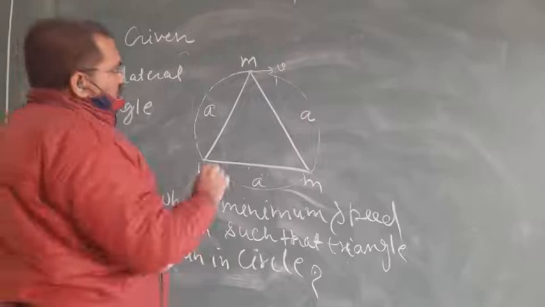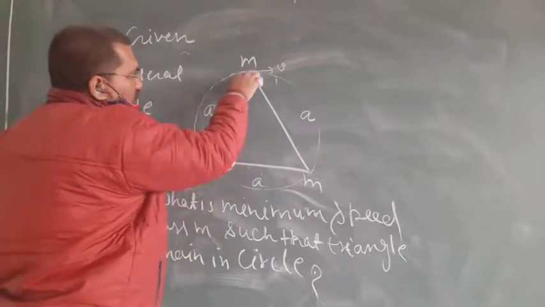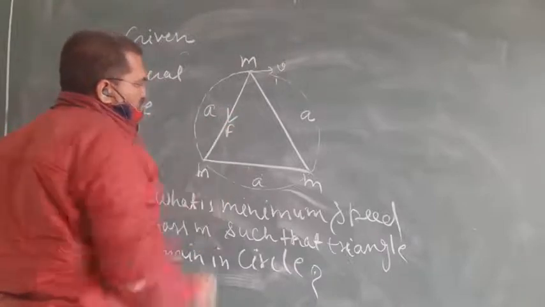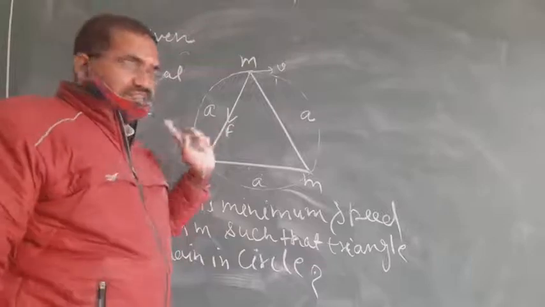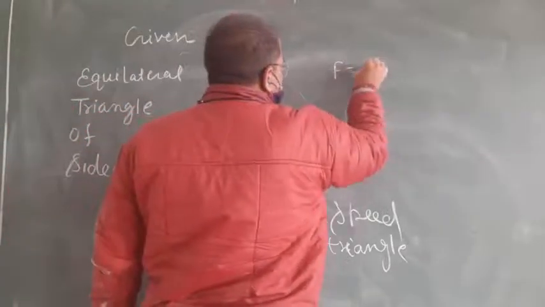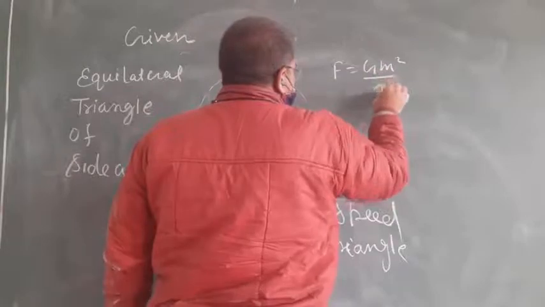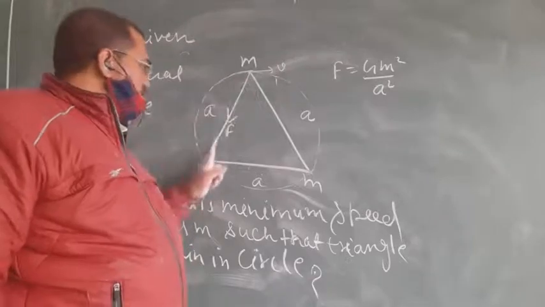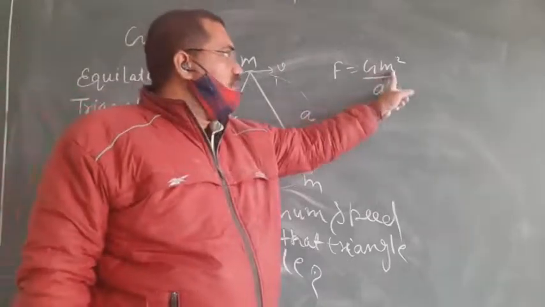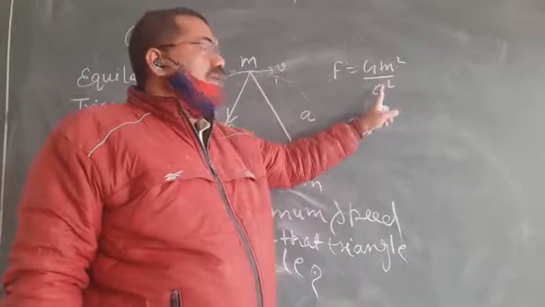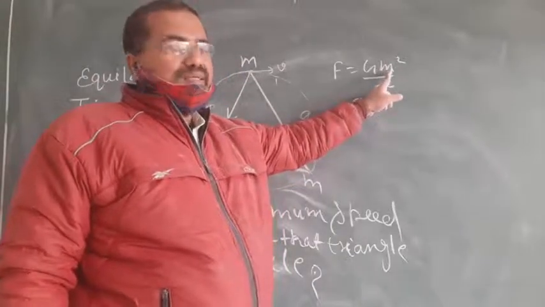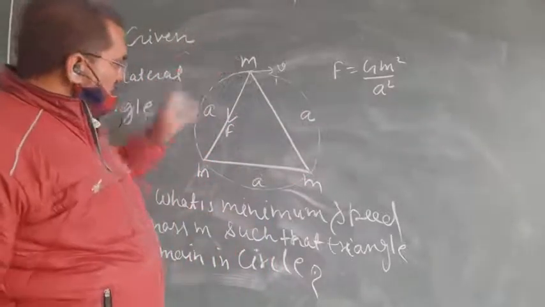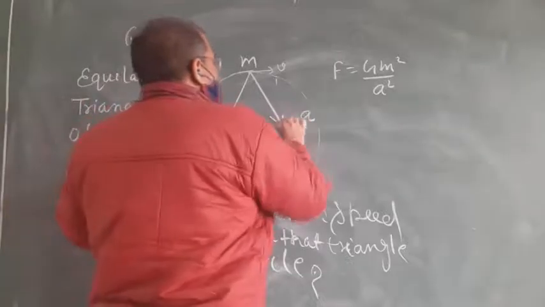Listen. At this mass, gravitational force acts in this side: G m square by a square. Capital G m1 m2 upon the distance between them square. So m1 m2 is the same, so m square is there. So F equal to G m square by a square. This force acts on this mass by this mass. Similarly, this force will also be the same.